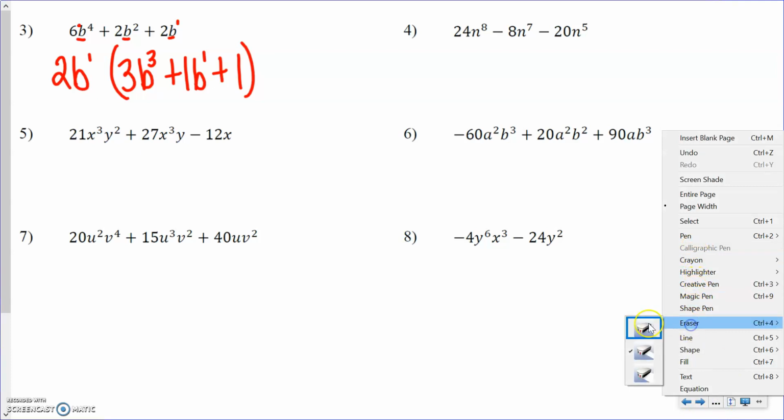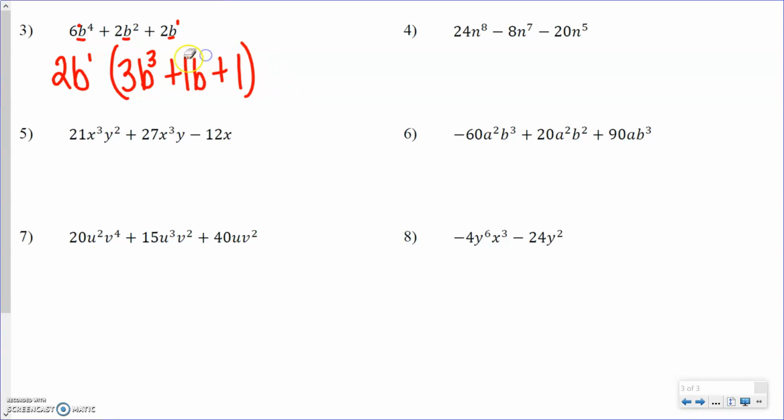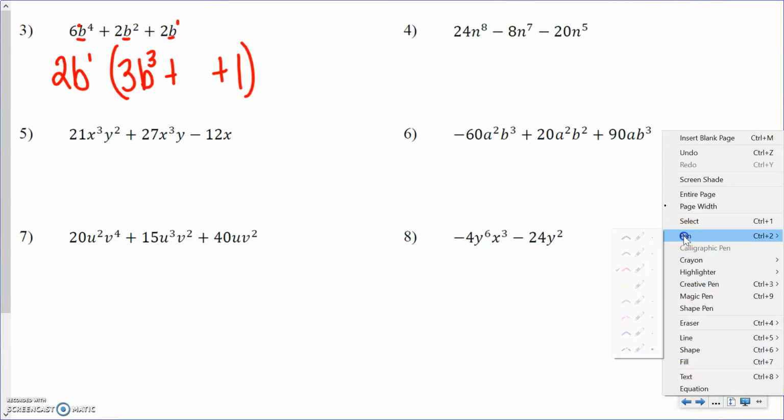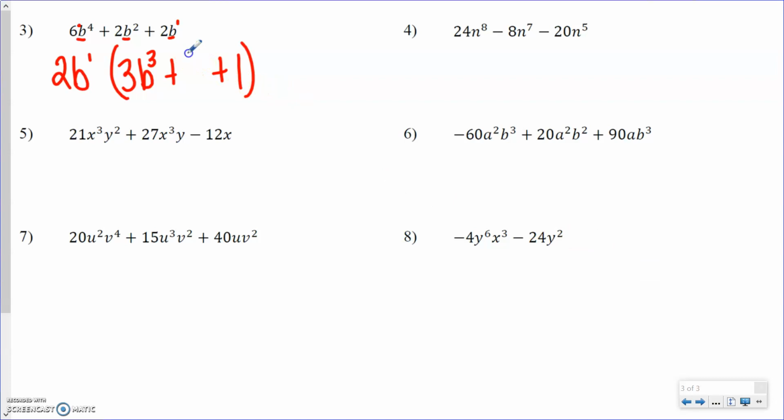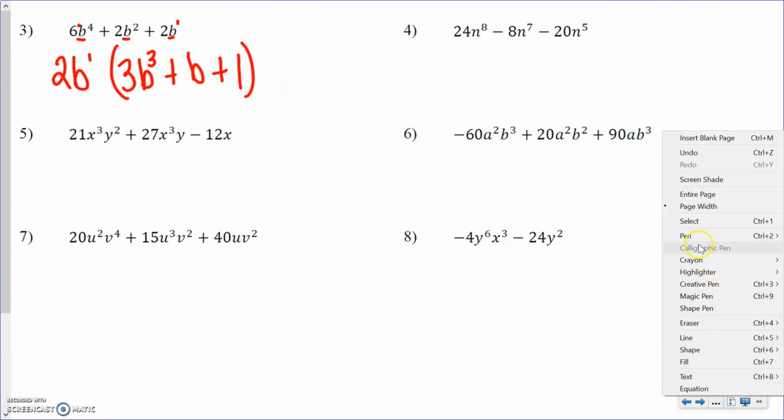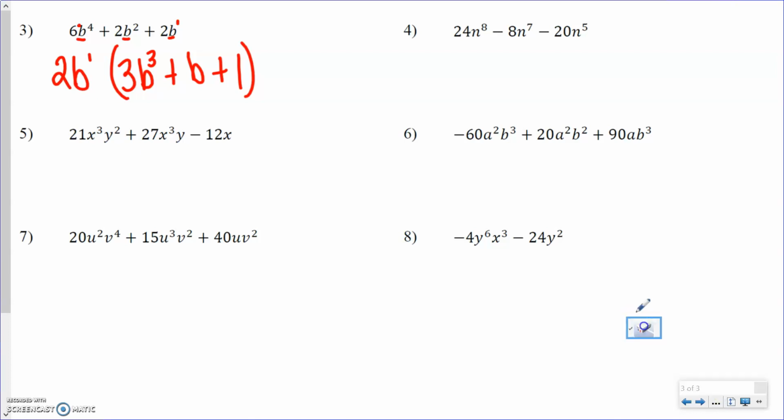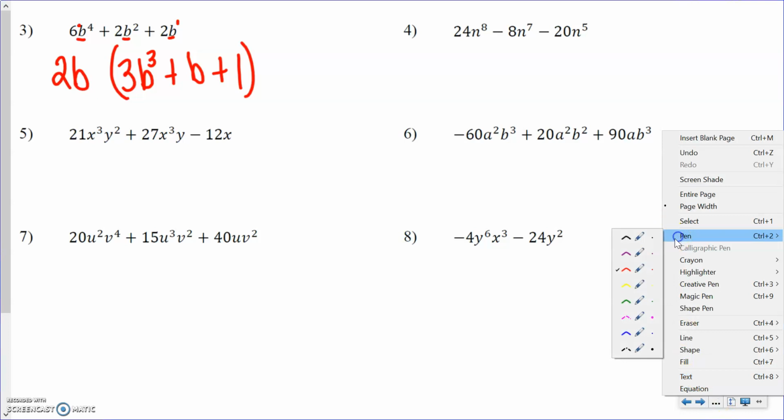Let's go ahead and erase those 1s because we don't really need this one here or this one here. Let me fix that b. And then this is typically what you'll see in a book or in examples. Moving on to the next one.